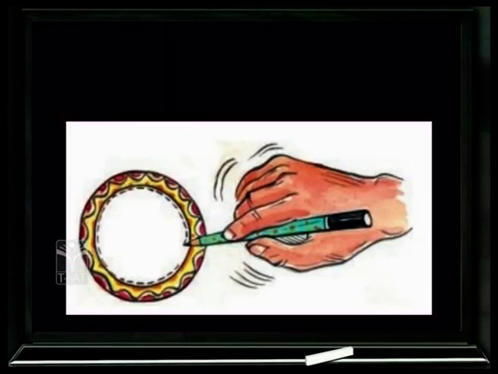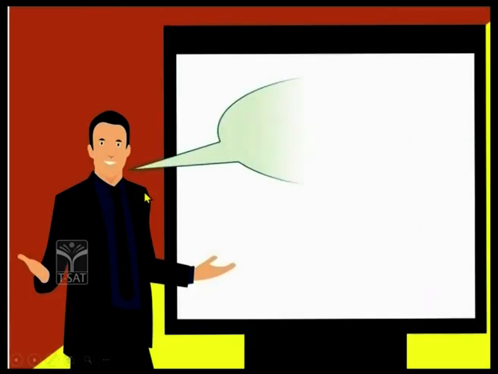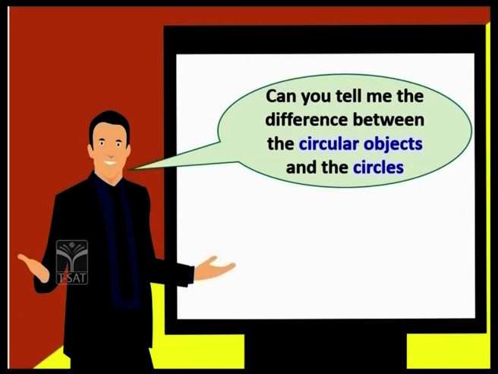This is a bangle. With the bangle, a circle is drawn. So, what is this, students? The outline along the edges of a bangle forms a circle. Previously we have seen circular objects, and this is a circle. Now, tell me, what is the difference between the circular objects and the circle?